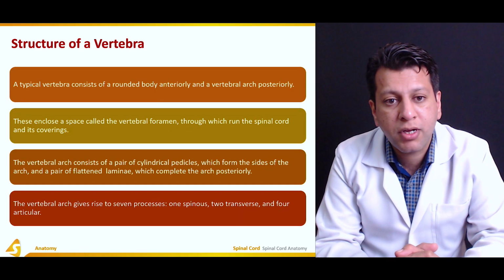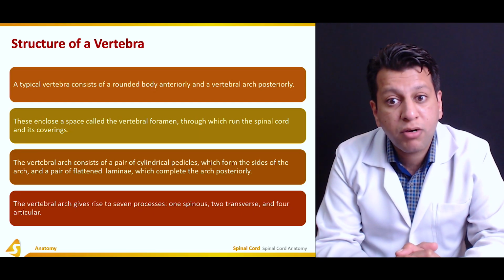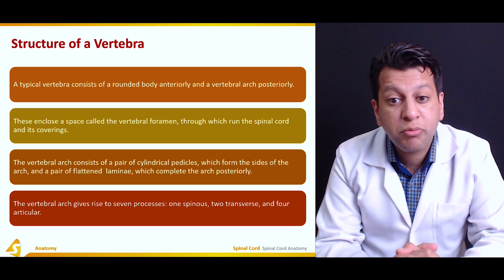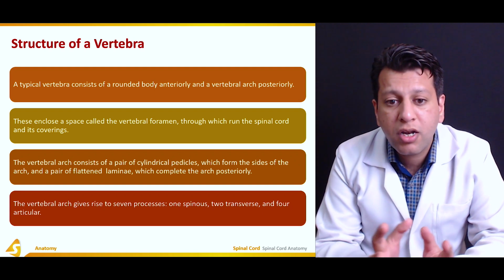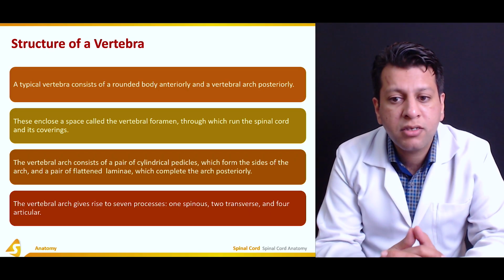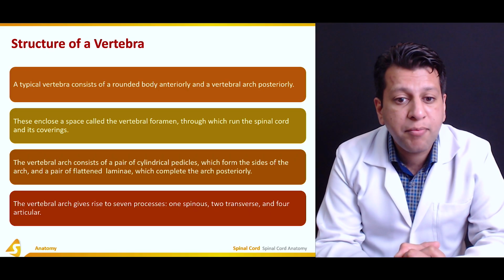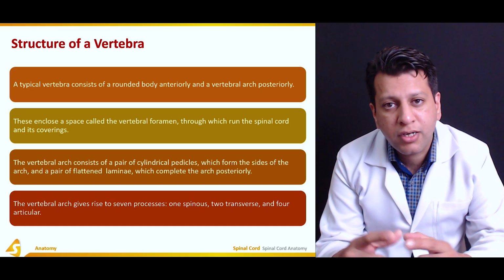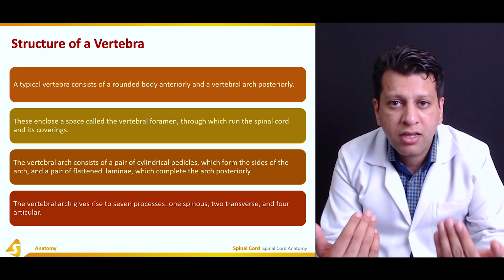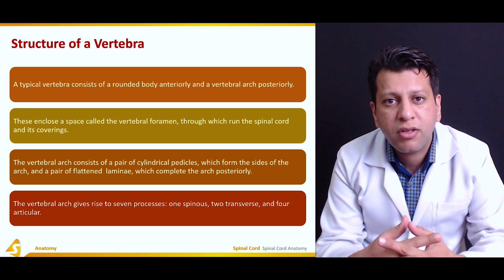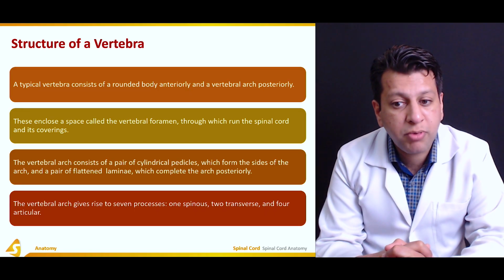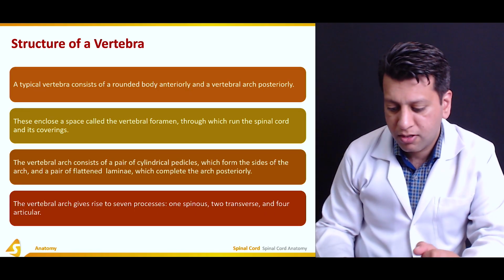What is the structure of a vertebra? A typical vertebra consists of a rounded body anteriorly and a vertebral arch posteriorly. These enclose a space called the vertebral foramen through which run the spinal cord and its coverings. The vertebral arch consists of a pair of cylindrical pedicles which form the sides of the arch, and a pair of flattened laminae which complete the arch posteriorly. It has to be surrounded from all 4 sides. So anteriorly there is the body, on the sides there are the pedicles, posteriorly there are the laminae, eventually culminating into a spinous process. The vertebral arch gives rise to 7 processes: 1 spinous, 2 transverse and 4 articular.